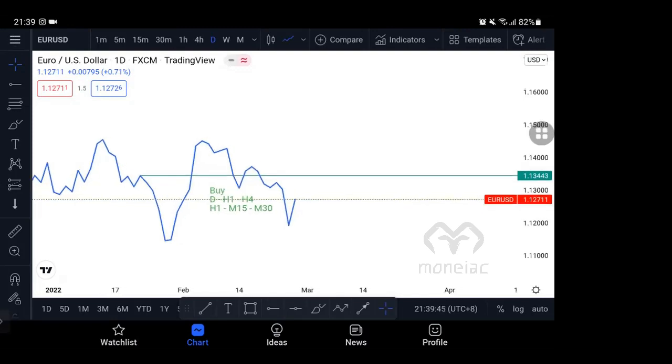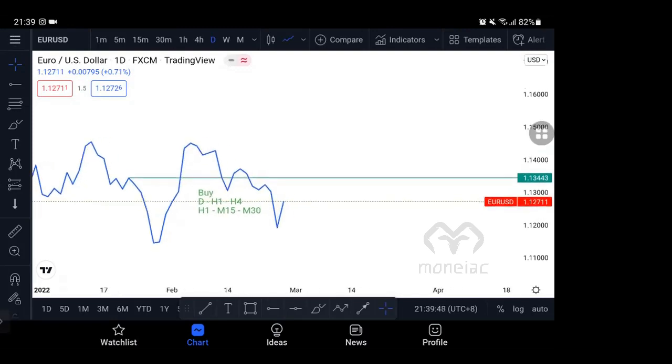Okay, for this part, you guys are clear, right? How I do the first identification for the buy. Yeah, clear.